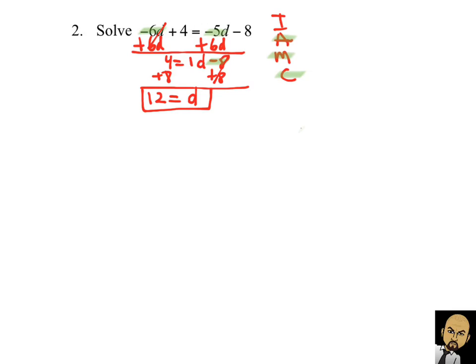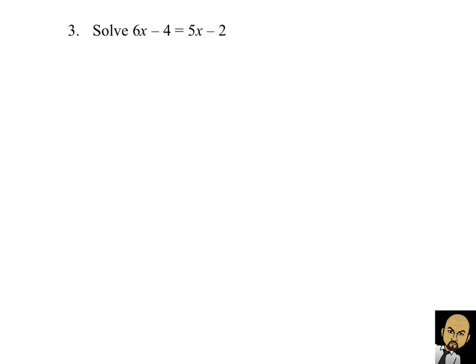Let's do number 3. Here we have 6x minus 4 equals 5x minus 2. Write your steps down. Isolate the variable term, undo adding and subtracting of a constant, undo multiplying and dividing of a variable term, and check your solution. We got variable terms on both sides. We got 6x and 5x. So which one do we want to undo? We want to undo positive 5x. How do you undo positive 5x? Well, you subtract 5x from both sides.